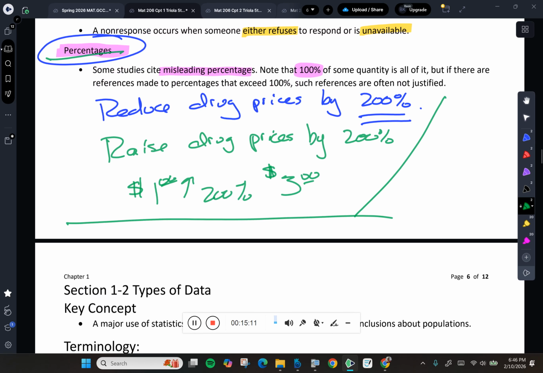I'm going to end the video here. Next one will be for section 1.2, where we'll take a look at types of data, how to collect data, what to do with data.